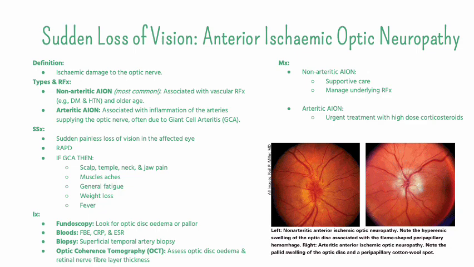For your examinations, in the GP setting, really the fundoscopy is the main one, as well as relevant bloods. For the fundoscopic examination, you look at the optic disc for edema or pallor. Bloods include FBE, CRP, and ESR, and a biopsy of the superficial temporal artery for GCA. OCT is done in an ophthal setting in which you would assess for the optic disc edema and retinal nerve fiber layer thickness. It can also be done by an optometrist.